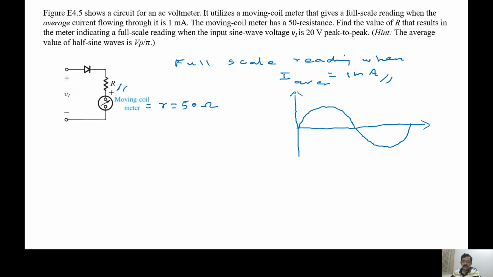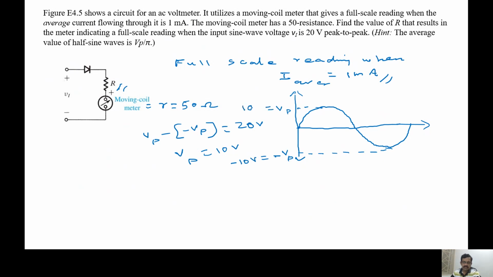So this is my typical sinusoidal signal, and this signal peak to peak means this is Vp, this is minus Vp. So peak to peak will be 2 Vp, Vp minus of minus Vp, like the last problem, will be equivalent to 20 volt, which means Vp will be equivalent to 10 volt. So this will be equivalent to minus 10 volt. This will be equivalent to plus 10 volt.